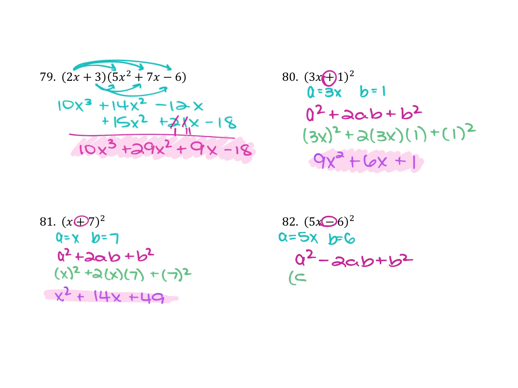So this is going to give us 5x to the second power minus 2 times 5x times 6 plus 6 to the second power. That 5x to the second power is 25x squared minus 2 times 5x is 10x times 6 is 60x plus 6 squared is 36.